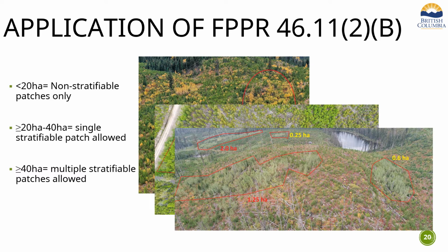You wouldn't be allowed a single stratifiable non-free growing patch in the entire block. Whereas if the same 100 hectare area was managed as a single standards unit, you actually could have 5 hectares of stratifiable non-free growing area as long as each polygon was less than 2 hectares.